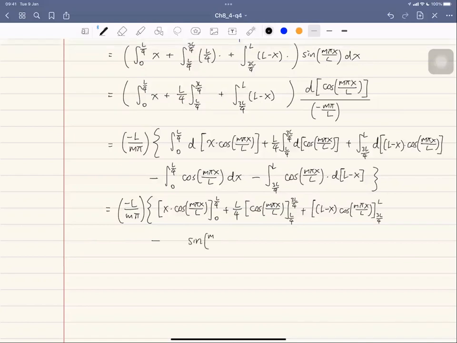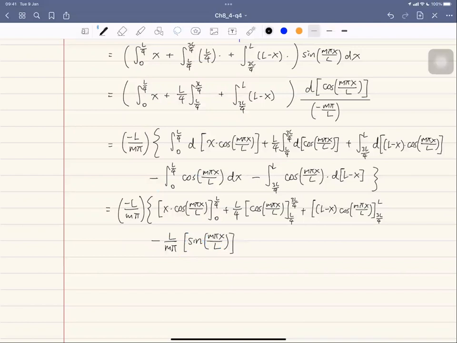Okay, so integrating this now, it's going to be sine m pi x over L, and need to throw out L over m pi in front. And I always just double check if differentiating this gives me back this. So differentiating sine gives me cosine. It's going to spit out this part, which is going to cancel this part. And the minus sign is correct.